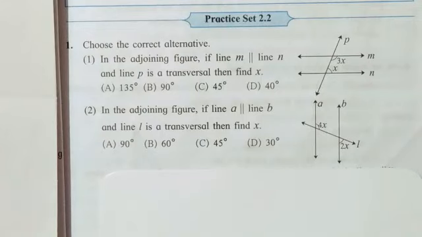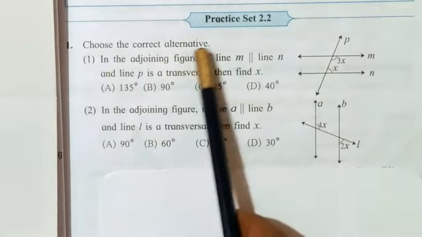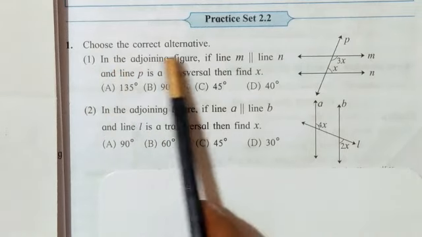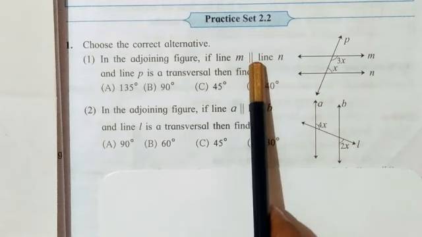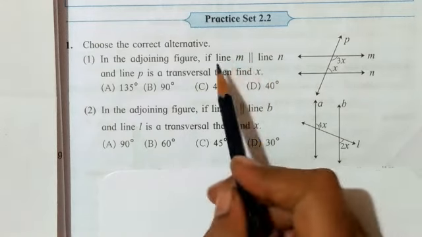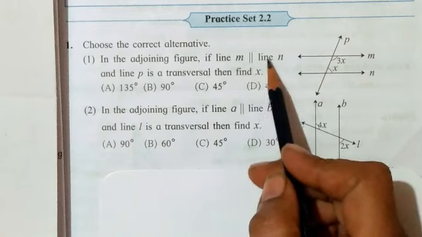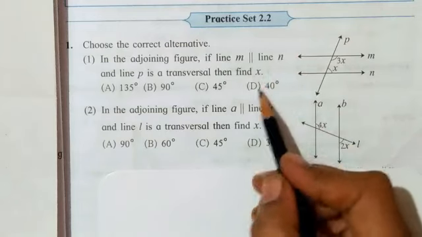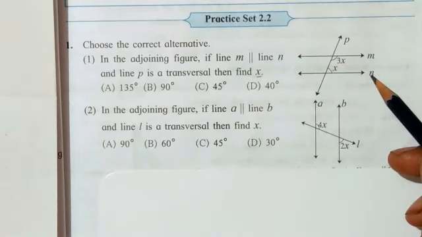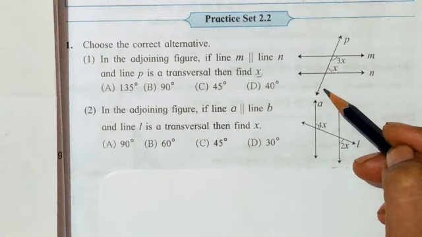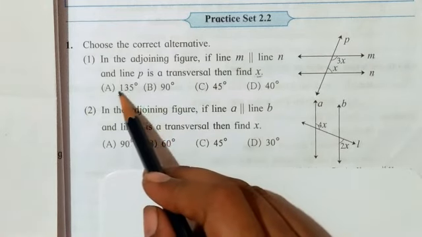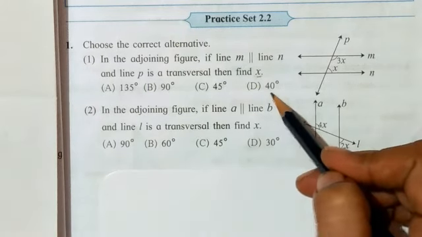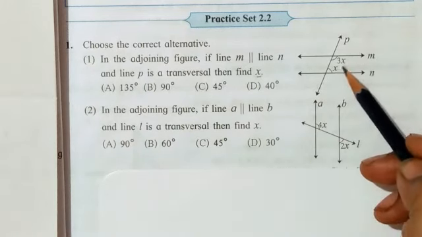Let's start with our first question. Choose the correct alternatives. Two questions are given. Let's see the first one. In the adjoining figure, line m is parallel, this is the symbol of parallel, to line n, and line p is the transversal. Then find x. We have to find the value of x. m and n are parallel lines and p is the transversal. They have given the options: A 135 degrees, B 90 degrees, C 45 degrees and D 40 degrees. Let's find the value of x.